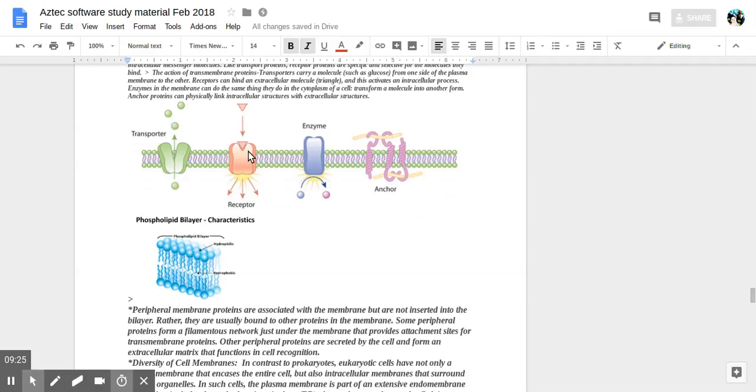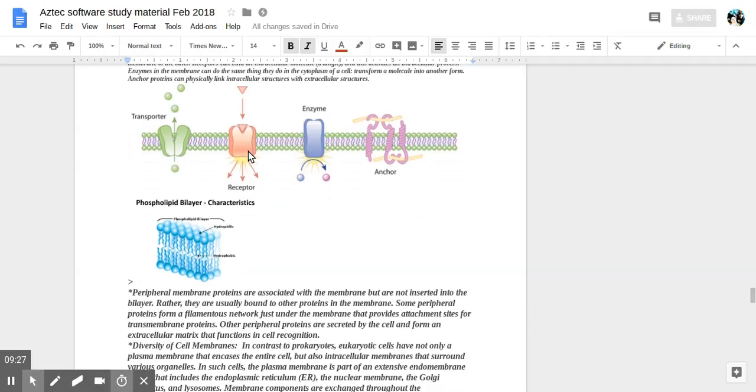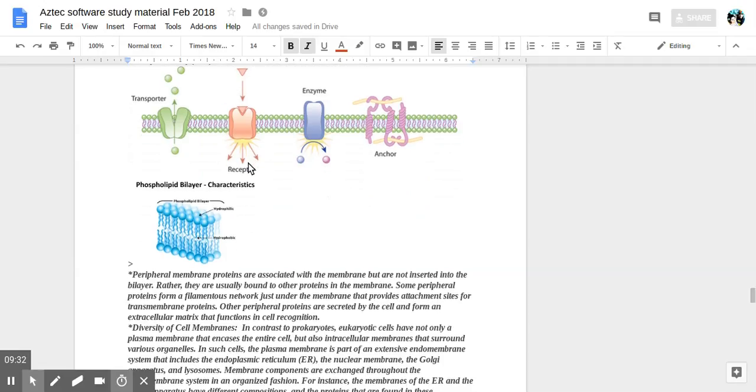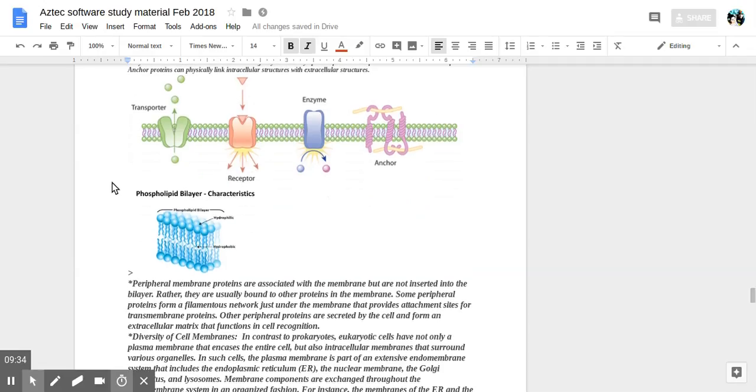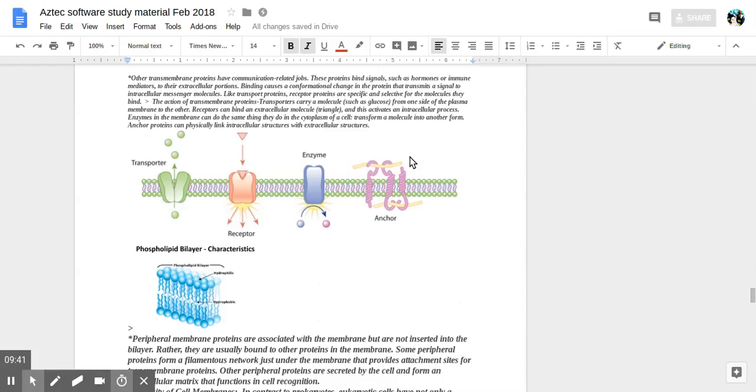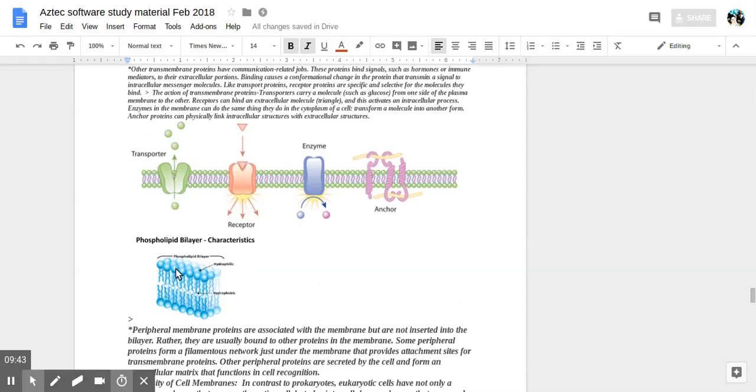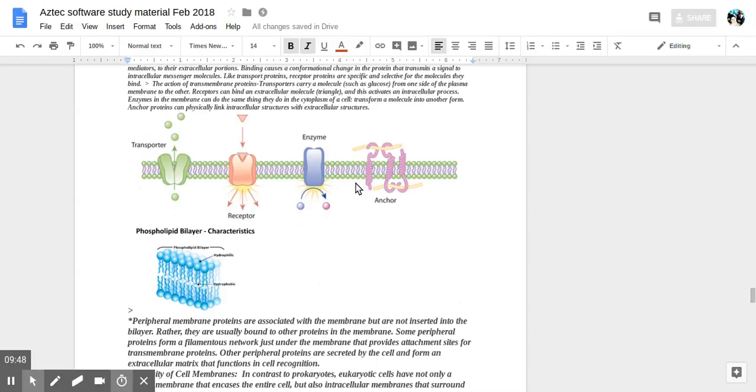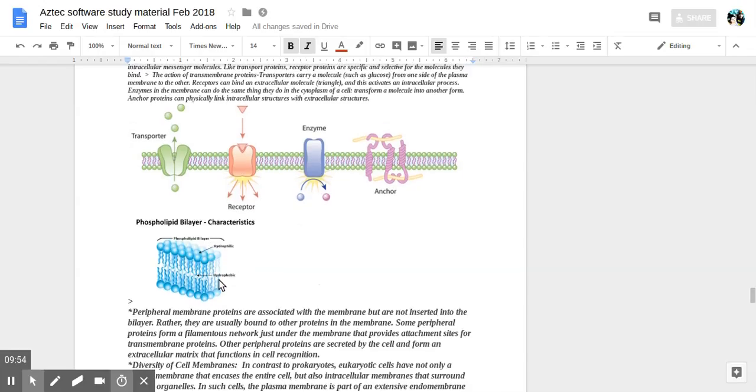And anchor proteins physically link intracellular structures with extracellular structures. So transporters, receptors, enzymes, and anchors are different kinds of membrane proteins. That's shown again with the phospholipid bilayer, and so the proteins are anchored inside the bilayer. So we'll continue, and peripheral membrane proteins associate with the membrane externally.